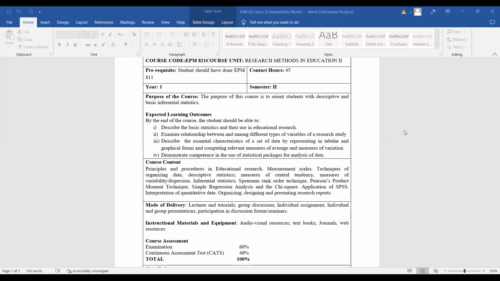And three, describe the essential characteristics of a set of data by representing it in tabular and graphical forms and computing relevant measures of average, measure of variation, and etc. And also, you'll be expected to demonstrate a competence in the use of statistical package for analysis of data.